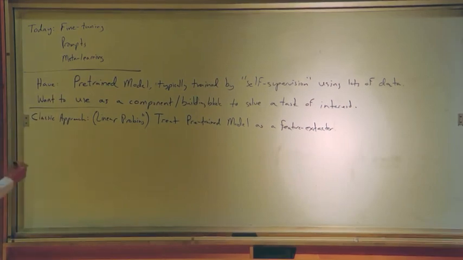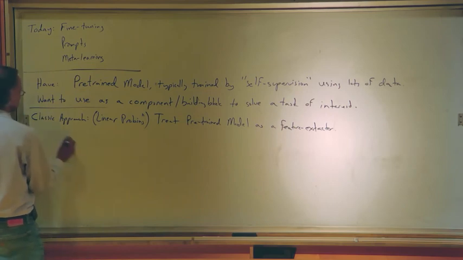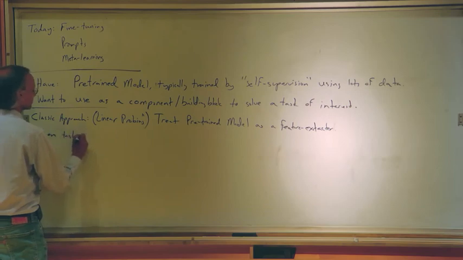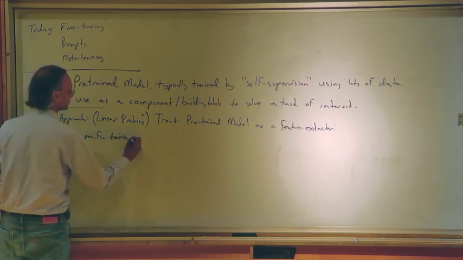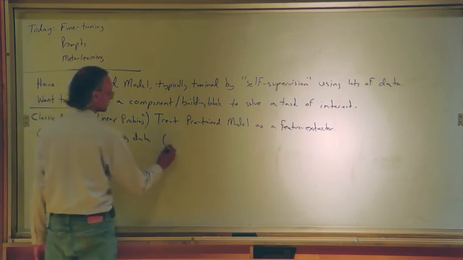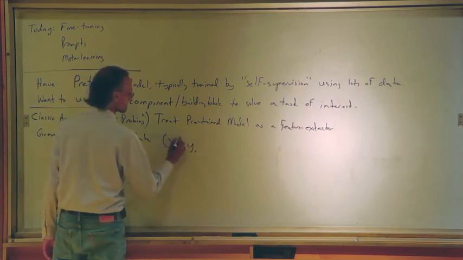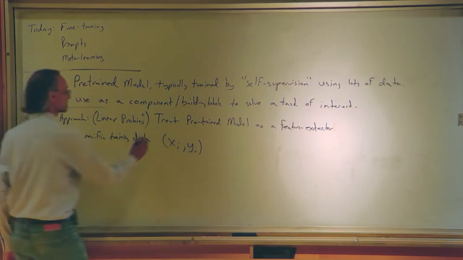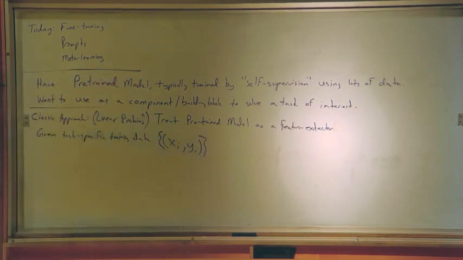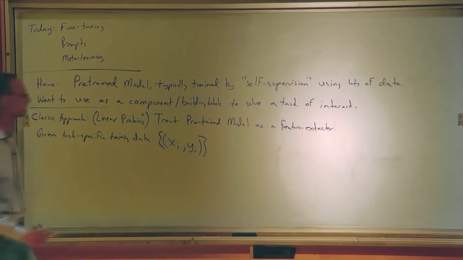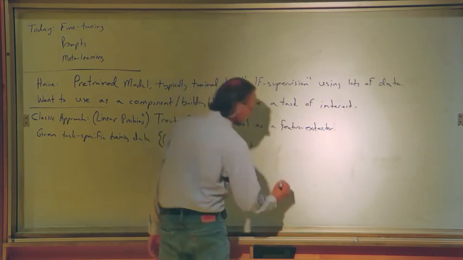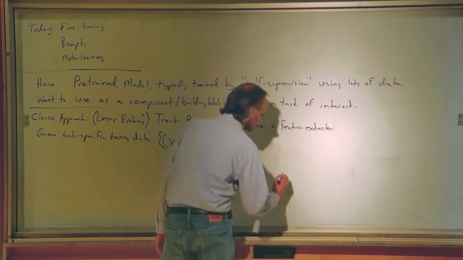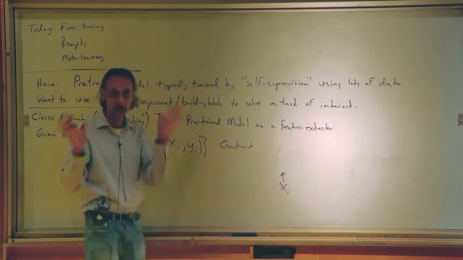So what do you do? You are given task-specific training data, so we just have a set of xi, y pairs. So this is supervised learning. Given task-specific training data, construct something that looks like this. Xi goes in. Now this could be a whole sequence. I'm abstracting all of that away.